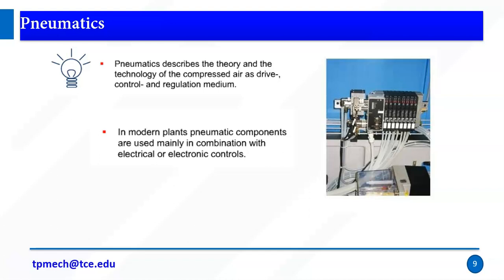Pneumatics mainly uses air as a medium. In modern plants, pneumatic components are used mainly in combination with electrical and electronic components. Nowadays, pneumatics cannot be used separately because it has a compressibility factor. Compared to hydraulics, it has more limitations, so generally it is combined with electrical and electronics.